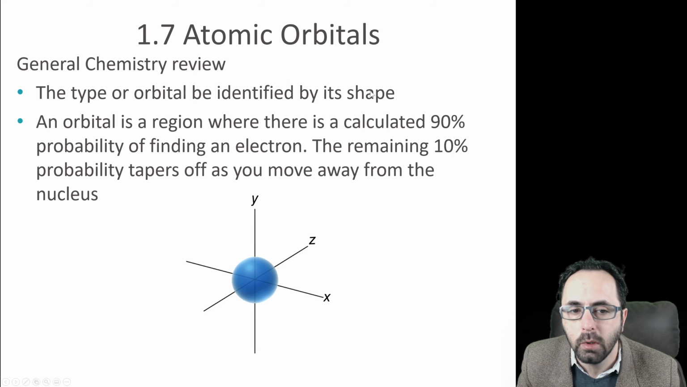So the type of orbital will be identified by its shape. For example, spherical orbitals are called s orbitals. The orbital is describing a region where the electron has a 90% probability of being inside this area. And then the probability quickly tapers off as you move farther away from the nucleus.